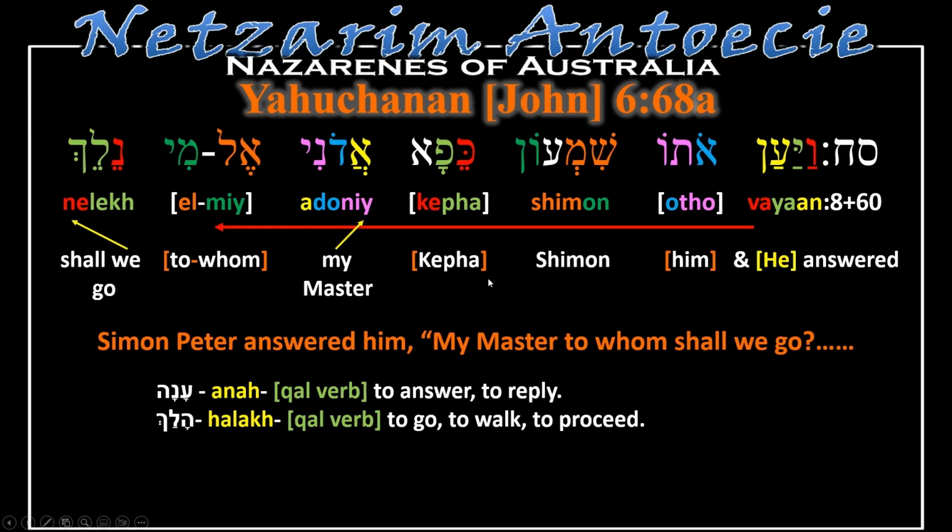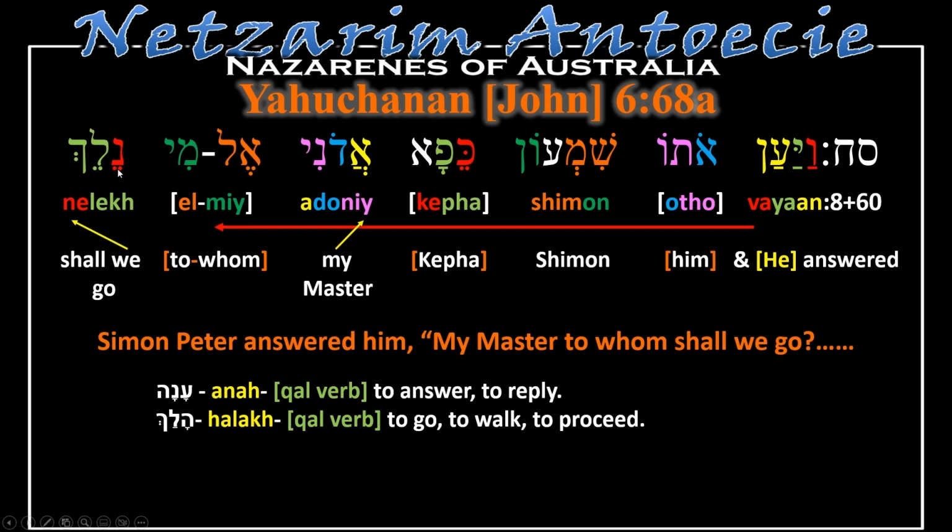Kefa, right? Kefa, which is translated into the English as Peter. Adoni, my master. Again, the pronoun is at the end with the chirik and the yod. My master, because Adon means master. El to me, which can be who or whom.